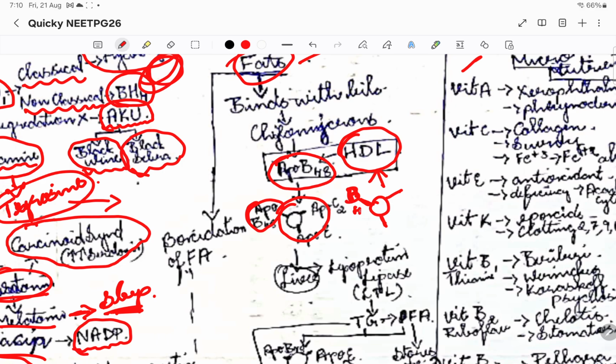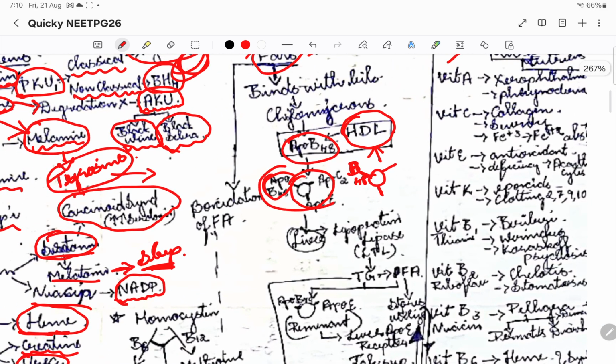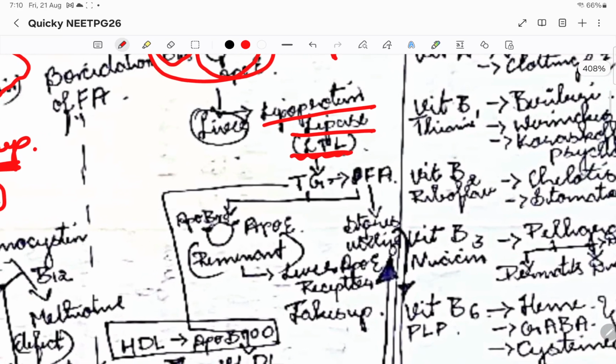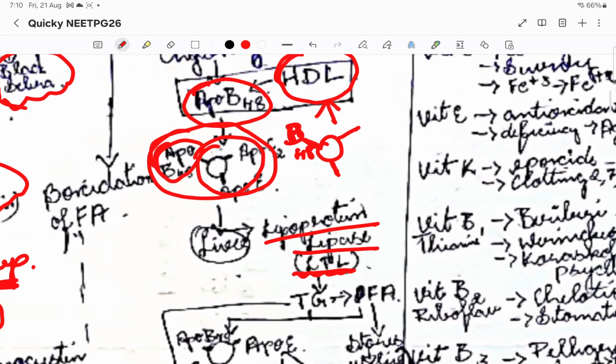B48. Okay, so after formation of this entire chylomicron structure, this will go to liver. So from enterocyte circulation, it is going into liver, right? So here in liver, there is something called lipoprotein lipase, LPL. Please remember this, LPL. Lipoprotein lipase will recognize the ApoC2 that was present. I told you, right?